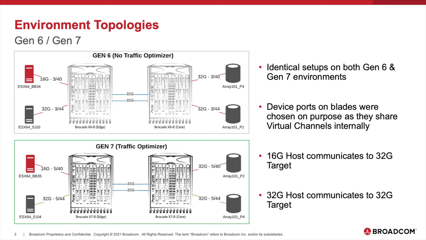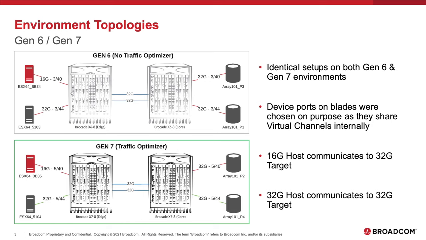Devices are attached to ports 40 and 44 on purpose, due to the fact that they share the same virtual channels internally. We want this to be the case to see the performance impact to neighboring flows when the virtual channel is shared with devices experiencing congestion. In our case, the 16 gig flow shown in red on the left will be experiencing congestion due to it requesting more data than it can handle from a target that is twice its speed, running at 32 gigs.